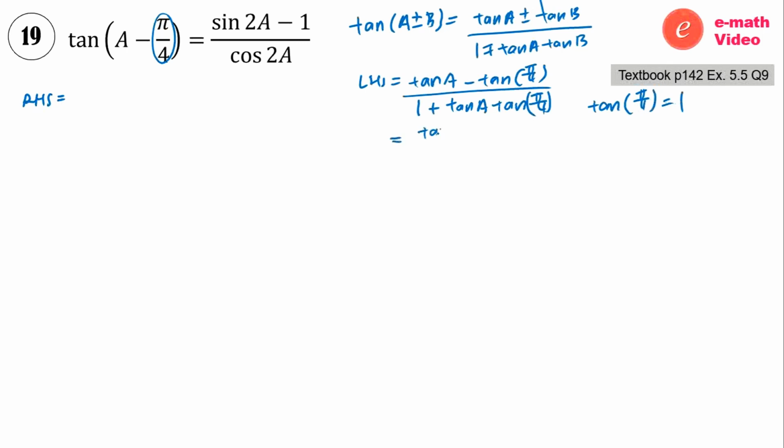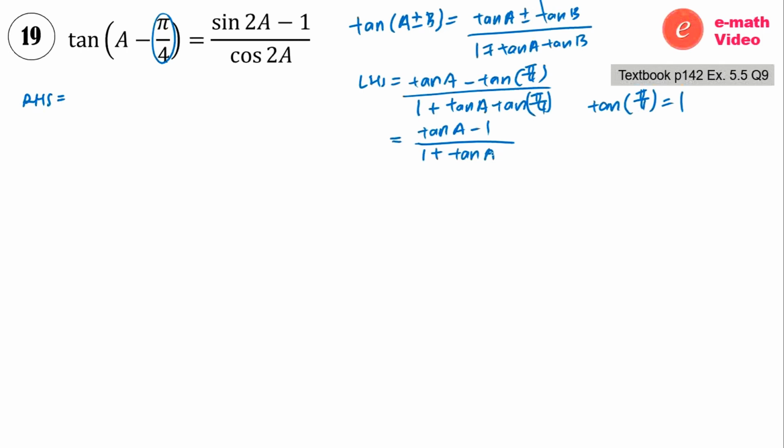So equals to tangent A minus 1 over tangent A times 1 is tangent A... sorry, I forgot the 1. 1 plus tangent A times 1 is tangent A. It's very similar to what we did in the last question, right? So we now come back to the right hand side.